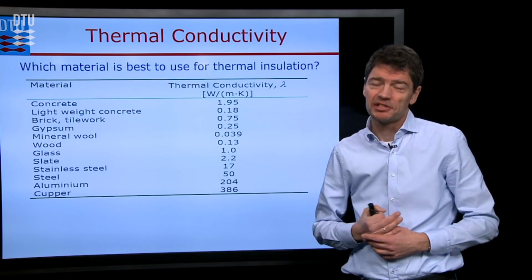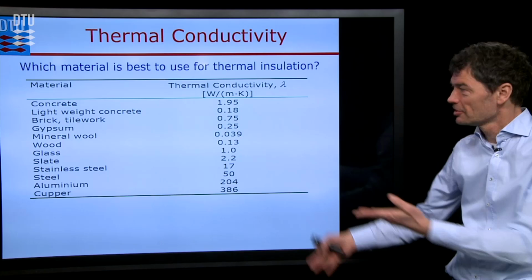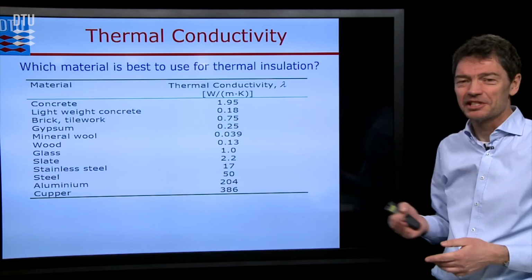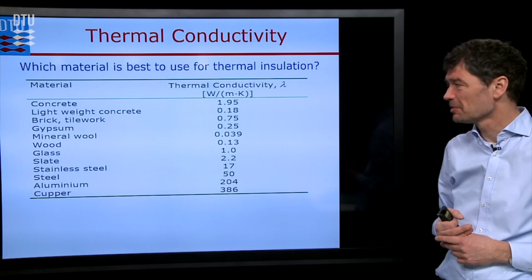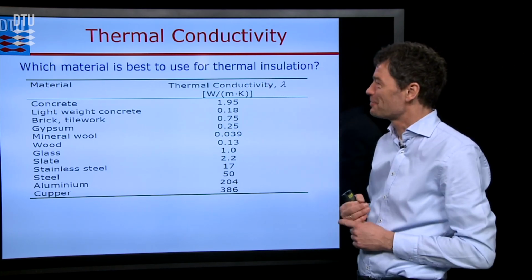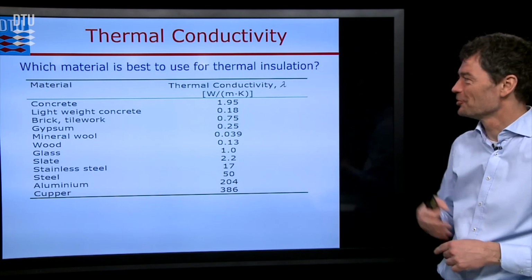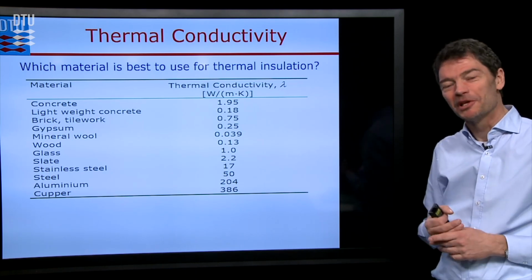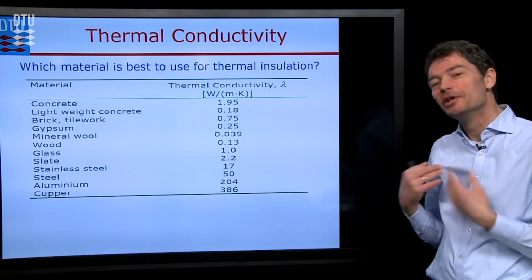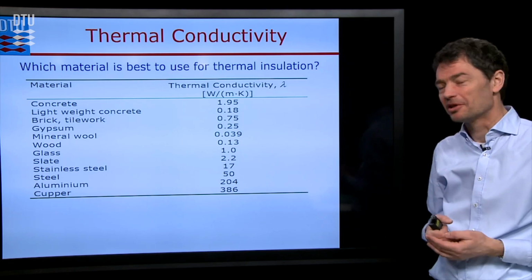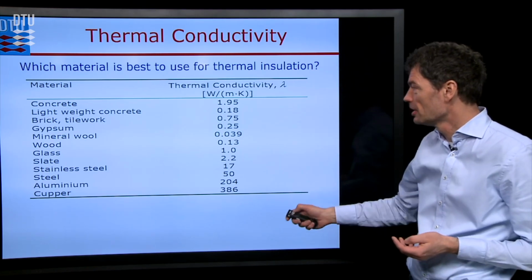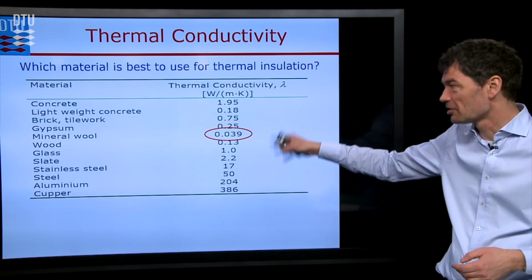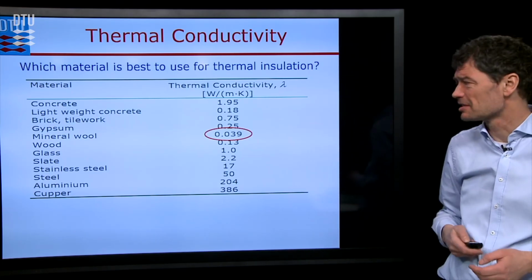And therefore, we have such values for different materials. Normally you look them up in tables, and here is such a list for a number of typical building materials. And the question posed up here on the top is, which material do you think is best suited for thermal insulation? Well, if you want thermal insulation, you want a small heat flow, so you want a material with a small thermal conductivity, a small lambda value, and that of course is mineral wool, so the insulation material out of those that are given in this list here.